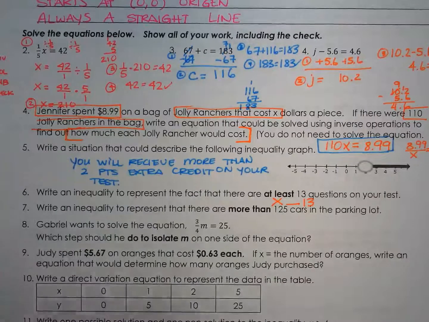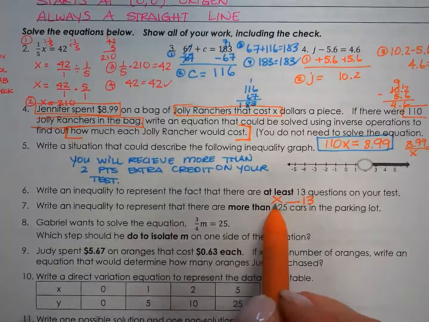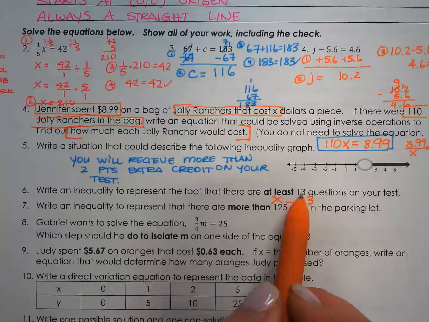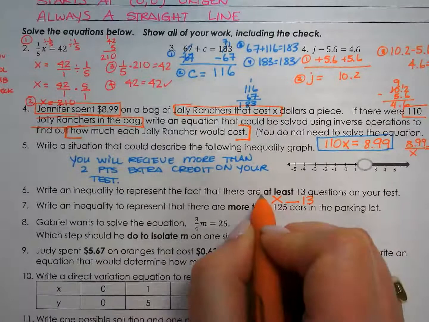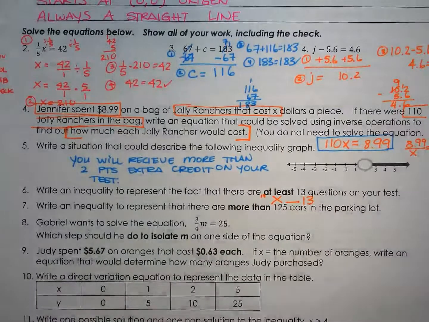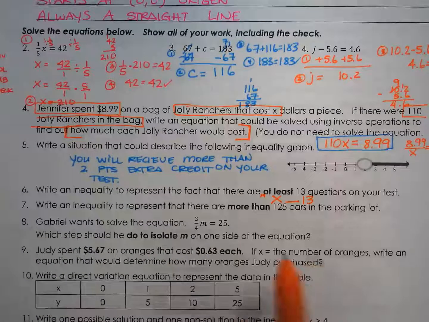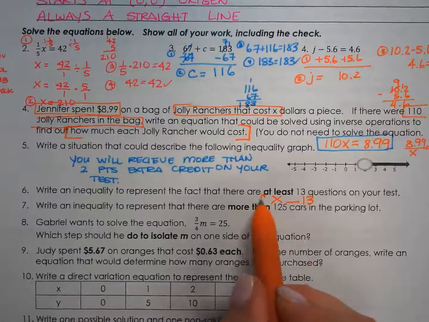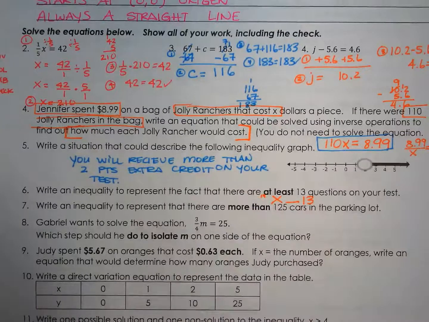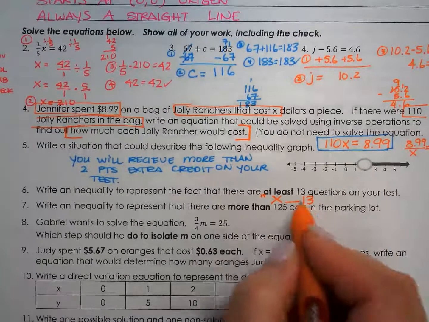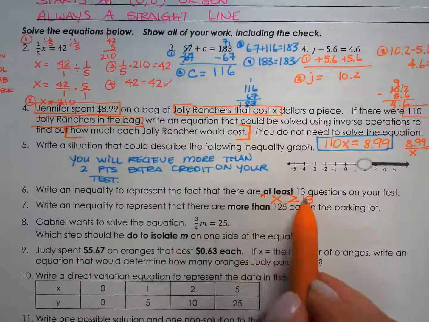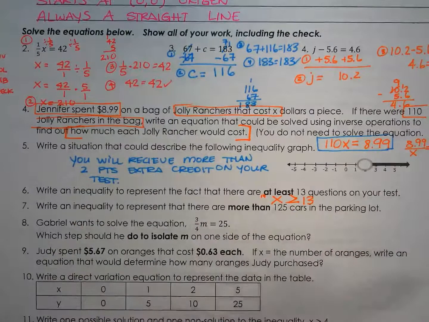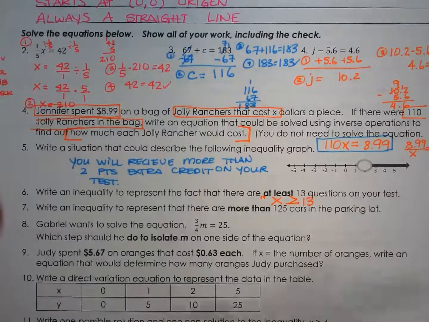Then you ask yourself, what's a possible value for X that would make this true? If there are at least 13 questions, that means there's 13 questions or more. So this number could be 14, it could be 15, it could be 100, whatever it is. We want to put a little test number here. And then we look, which one would the alligator want to eat? Which one is the bigger number in the set? That's where we always open the mouth. So X is greater than or equal to 13 would be the appropriate inequality to represent that situation.